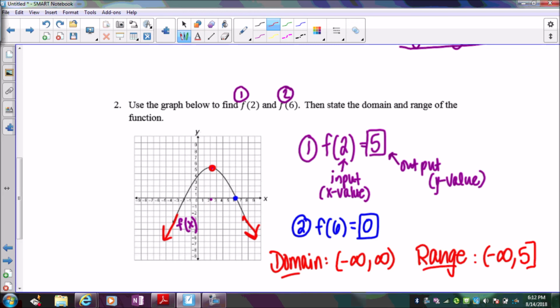So that's it for this first section here, just looking at the basics for functions, evaluating them, the vocab, and then the next section we're going to look at a specific type of function called piecewise functions. So that'll be coming up next.